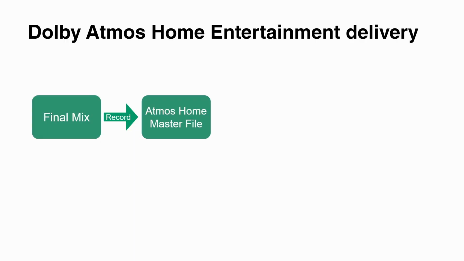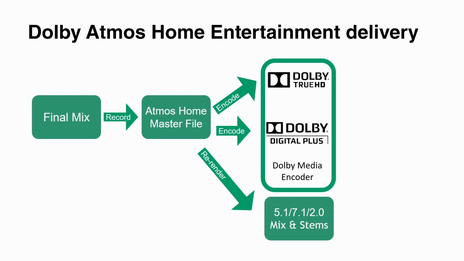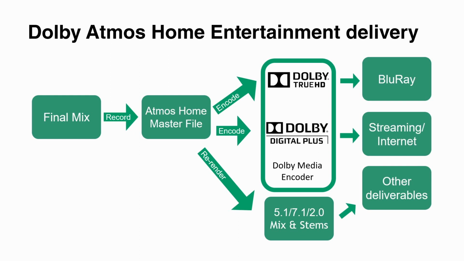And now, depending on which format and which reproduction system and which streaming service has actually been used, this particular software, the media encoder, is encoding this Atmos master file into multiple different codecs. The Dolby TrueHD codec, for instance, is used for Blu-ray, because it's a lossless encode, and it would be too big in terms of bandwidth for streaming.